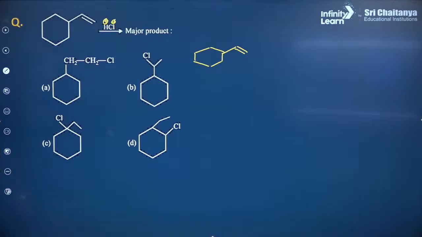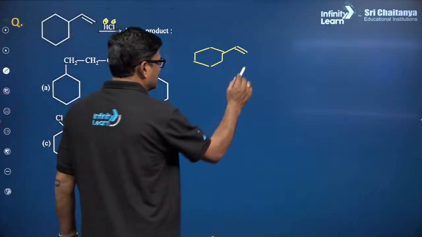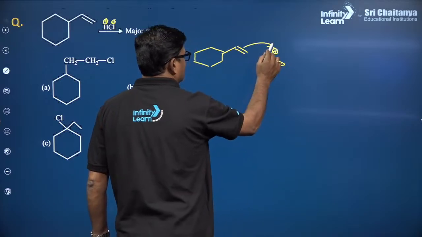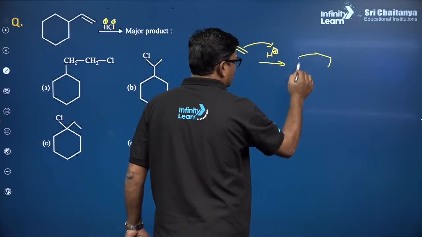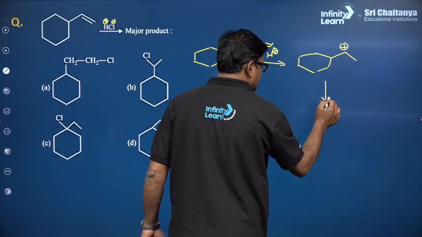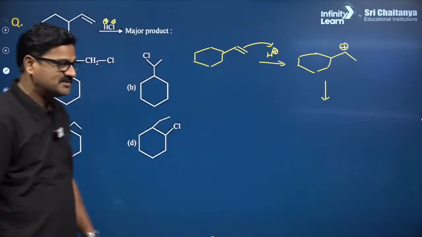Fatima, you want to say C? Perfect answer. So H plus electrophile is being added. You are going to get a secondary carbocation. Whenever a carbocation is there, it has the ability to rearrange by hydride shift.